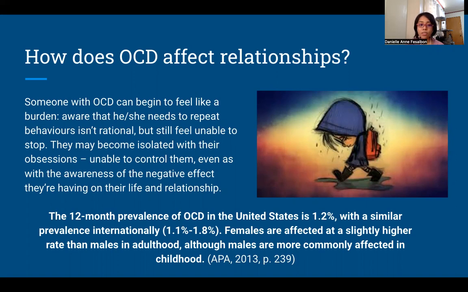And according to the DSM-5, the 12-month prevalence of OCD in the United States is 1.2%, with a similar prevalence internationally, which is 1.1 to 1.8%. Mostly females are affected, slightly higher than males when it comes to adulthood. But males are more commonly affected in childhood.